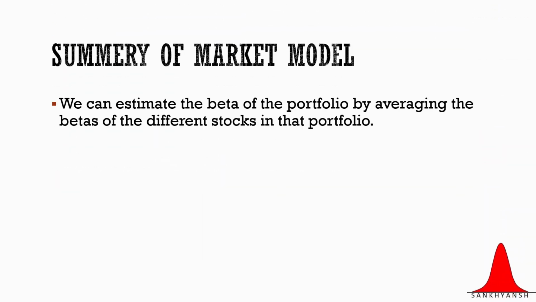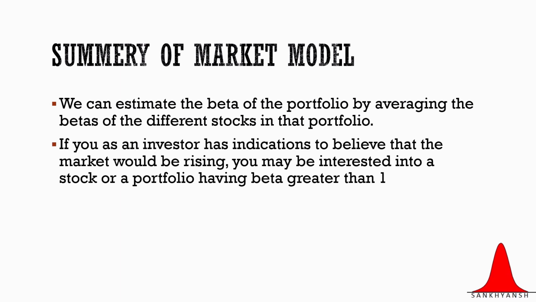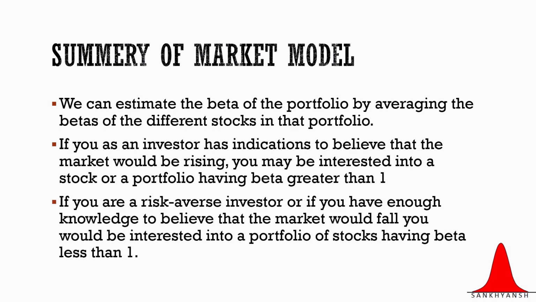So let us summarize the market model. Number one, we can estimate the beta of the portfolio. If you create a portfolio to minimize the firm specific risk, what you can do is you can estimate the beta of the portfolio by averaging the betas of different stocks in that portfolio. And if you are an investor and if you have indications to believe that market is going to rise, what you will do is you will be interested into a particular stock or a portfolio having beta greater than 1. And if you are a risk averse investor, or if you have enough information or knowledge to believe that the market would fall, you would be interested into a portfolio of stocks having beta less than 1.